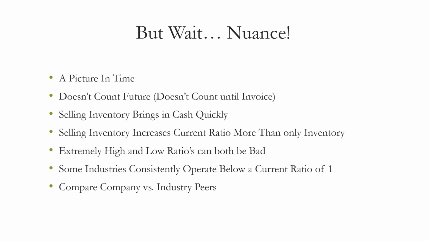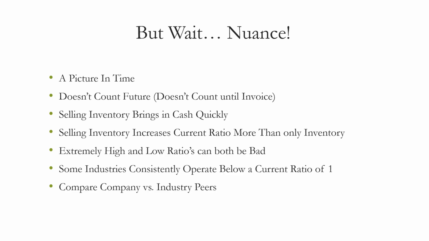Another important note is that selling inventory brings in cash quickly. Along this line is that when we sell inventory, it should be increasing our current assets by more than just the cost of our inventory. For instance, when we sell inventory, we subtract inventory and add the cash from the sale. This cash should include the cost of the inventory as well as the profit margin, leading to an increase in our current ratio. A current ratio that is extremely high or extremely low can be bad.